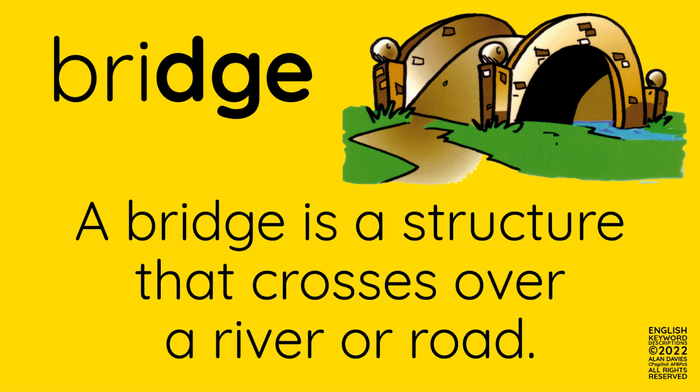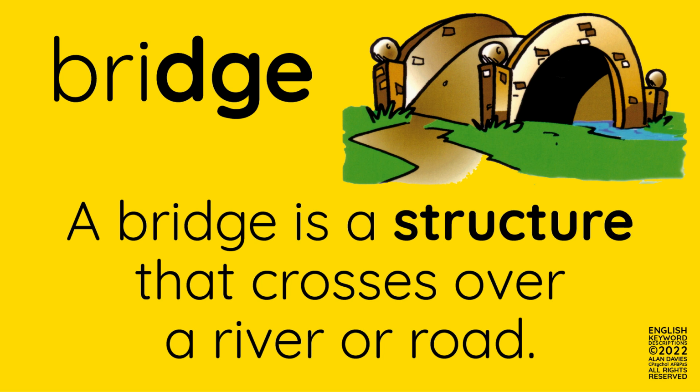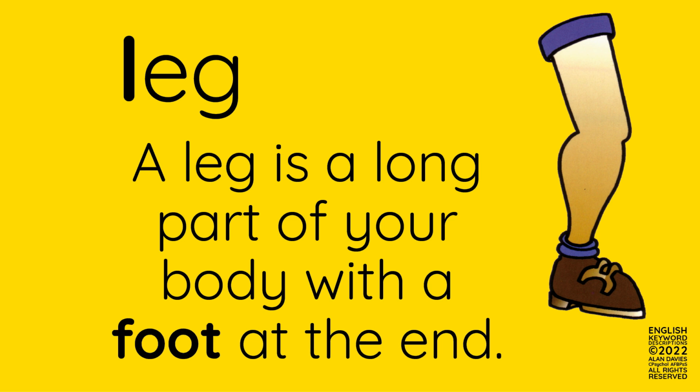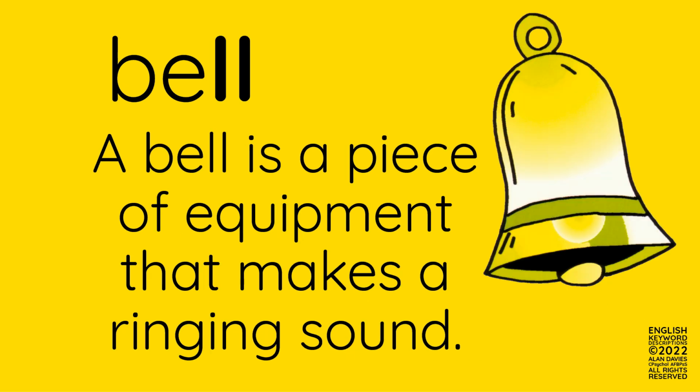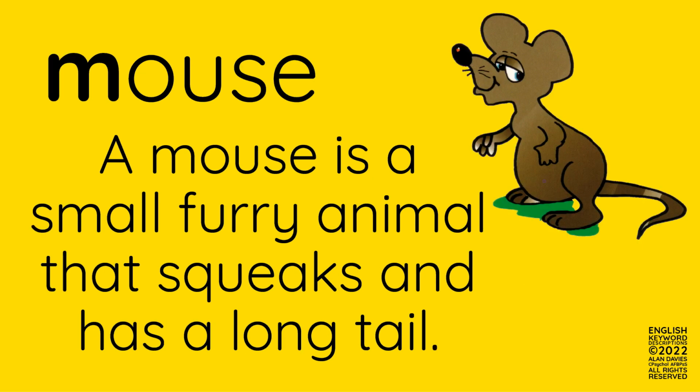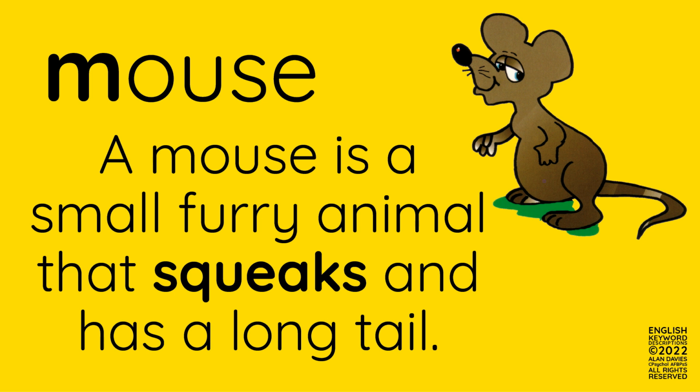Bridge. A bridge is a structure that crosses over a river or road. Leg. A leg is a long part of your body with a foot at the end. Bell. A bell is a piece of equipment that makes a ringing sound. Mouse. A mouse is a small furry animal that squeaks and has a long tail.